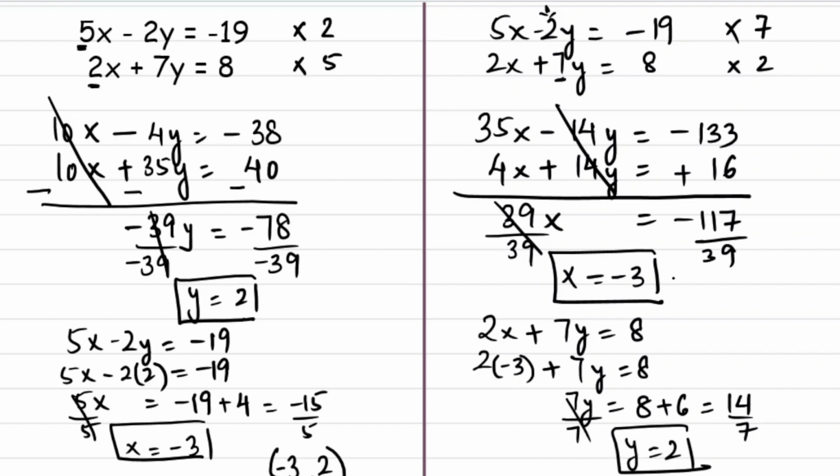So my solution set is x is minus 3 and y is 2. And see, these two are equal. So whether you eliminate the x variable first or the y variable first by making their coefficients equal, it's completely your choice and the answer would come out to be the same.